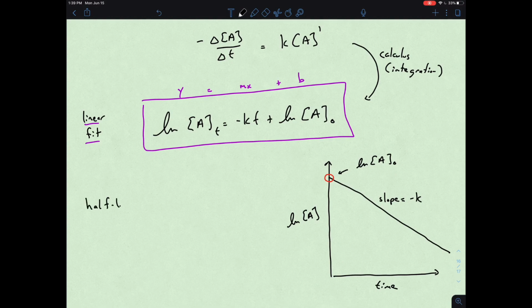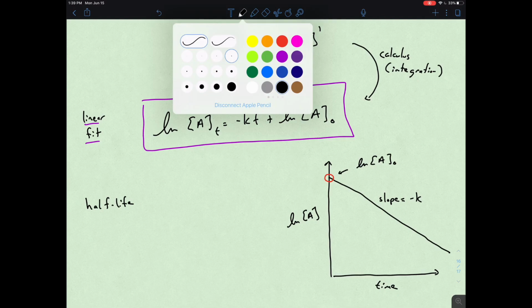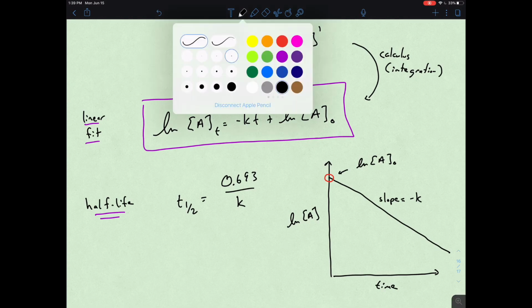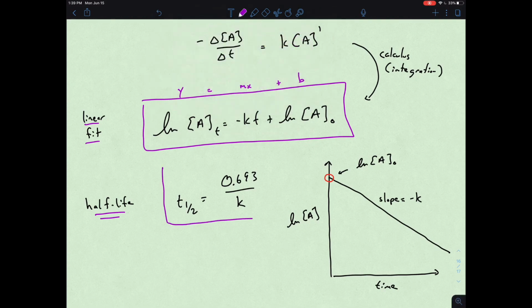We also have a half-life expression as well. And that's t 1/2 is equal to 0.693 over k. So those are the two expressions for first order processes. And if we plot it and we get a straight line, then we know that we're following a first order plot.